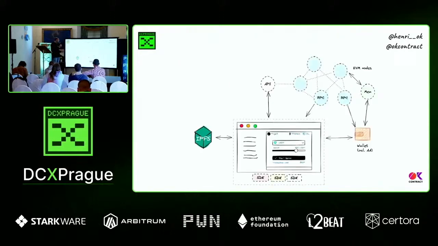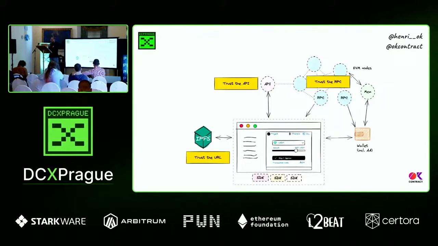If we look at a simplified architecture, we have our build artifacts, with multiple SDKs embedded in those artifacts, creating an interface which connects to RPC, API, etc. So obviously, we should trust the URL or the ENS when properly decentralized. We should trust the API, and we've seen that most often it's centralized. And we should trust the RPC node.